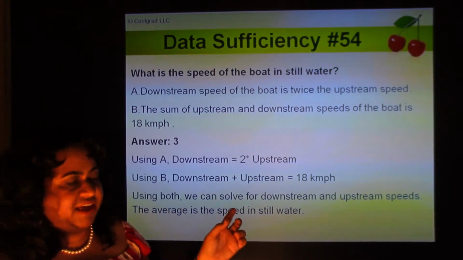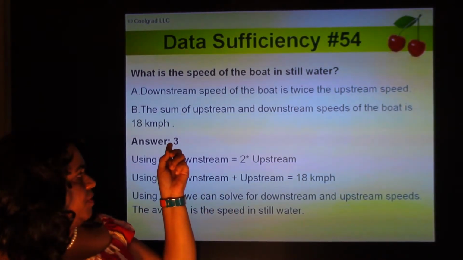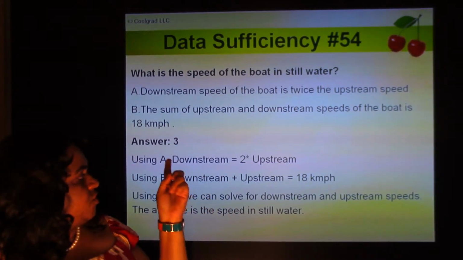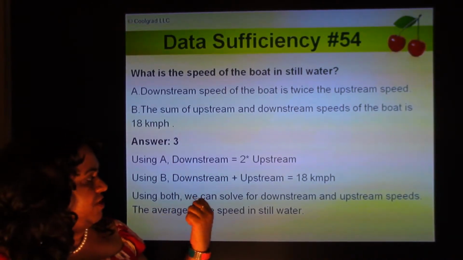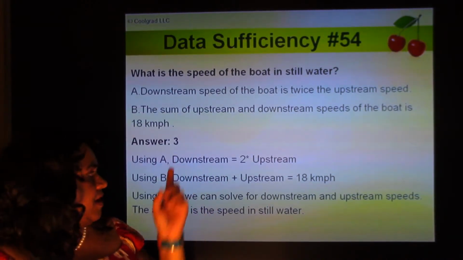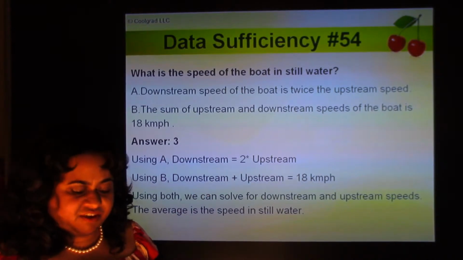I'm sorry, there's a mistake here. So the option would be 1. You can't solve it using A alone, but you can solve it using B alone. So you'll pick option 1. Okay, I'm sorry, there is a mistake here. I'll fix it later.